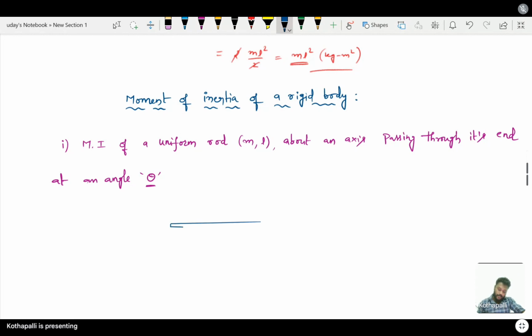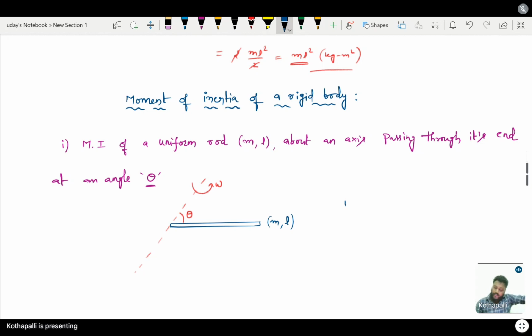Let's take a rod like this of mass m and length l. Now the axis of rotation is somewhere here, passing through one of its ends, and it is making an angle theta with the length of the rod. So it may be rotating like this with angular velocity omega. So about this axis, we are going to calculate the moment of inertia of this rod.